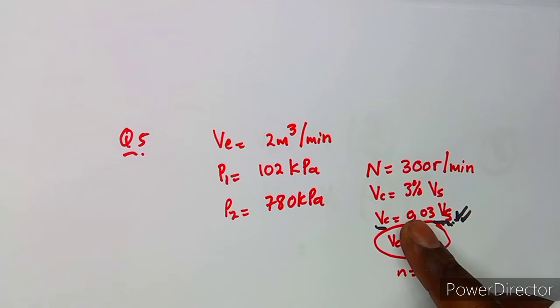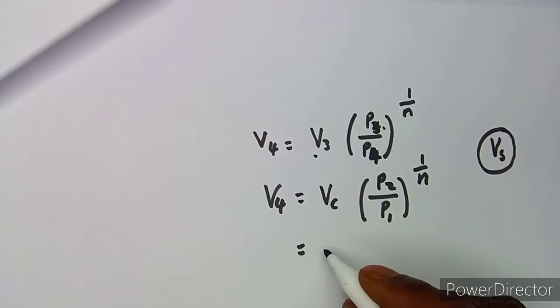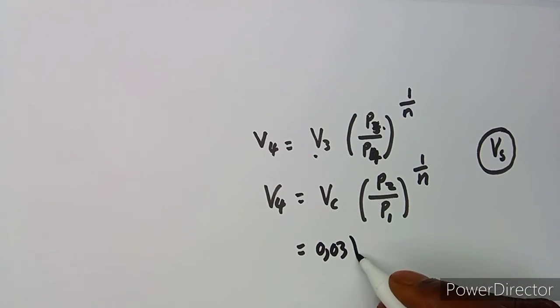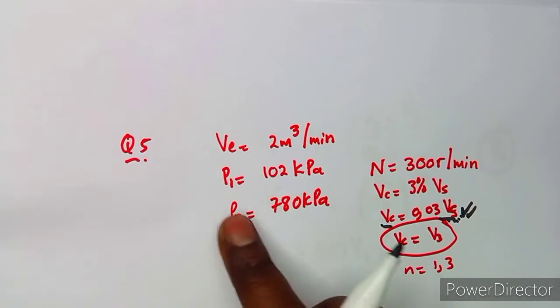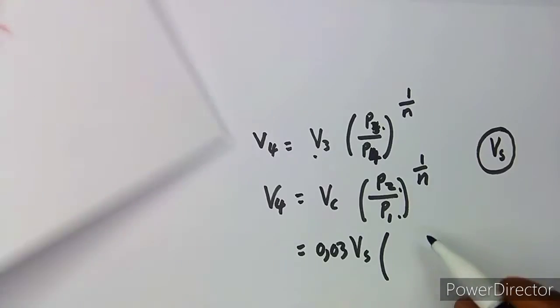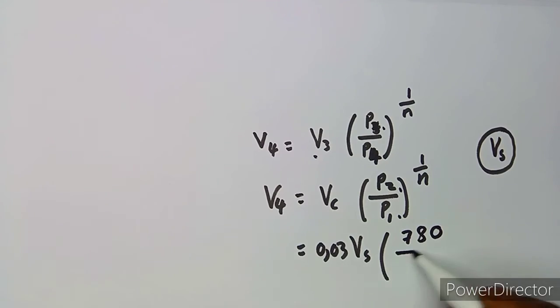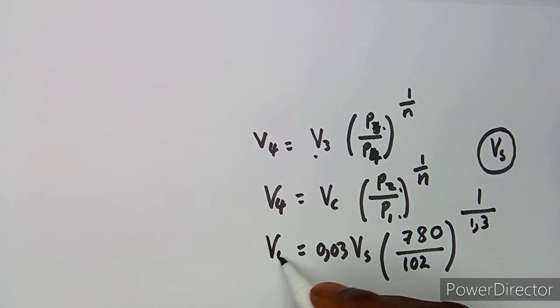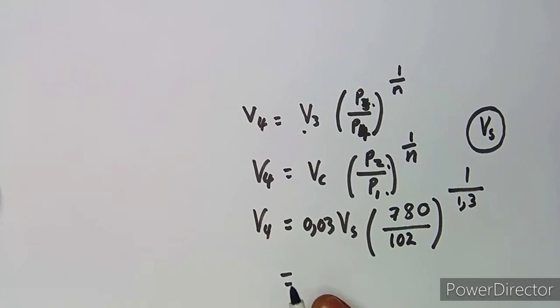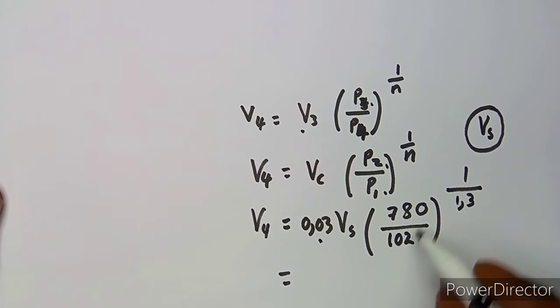Our Vc here is 0.03 Vs into P2 over P1. So that's P2 over P1, these two. The pressure 780 over 102 to the exponent of 1 over n, our n, which is 1.3. So that's what you're going to have as your V4. All you need is to simplify this times this bracket.